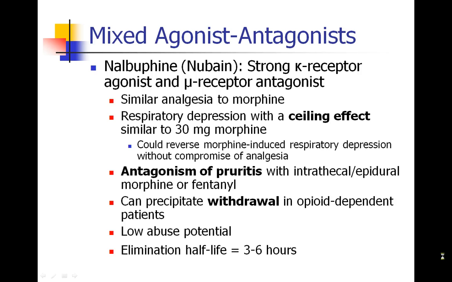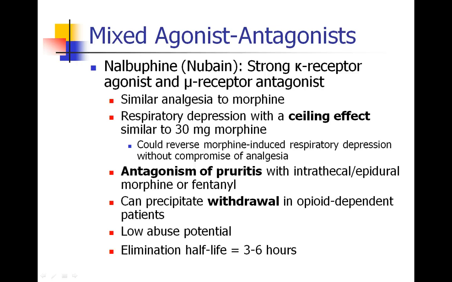The first drug we'll talk about is nalbuphine, which is called Nubain. This drug is actually a kappa receptor agonist and a mu receptor antagonist. It works about as well as morphine, actually, but it has a ceiling effect on its respiratory depression at about the level of 30 milligrams of morphine. And that's probably because of its mu receptor antagonism. You could actually reverse morphine-induced respiratory depression using Nubain without taking away all of their analgesia. So you can block their mu receptor, but still maintain some analgesia through their kappa receptor.